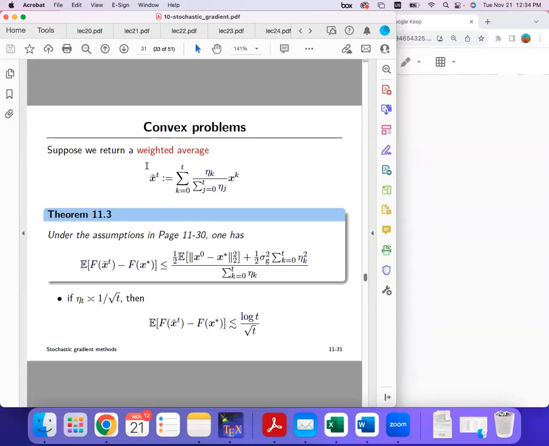And here we need to consider this weighted average output. So the output is not the last iteration. It's actually a weighted average of all the iterations generated by this algorithm. And the weight coefficients are given by the step size used in that particular iteration. So this is like a convex combination.